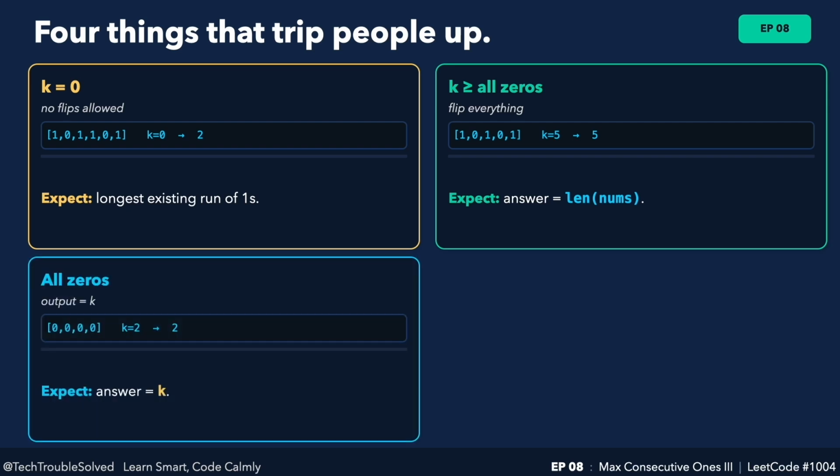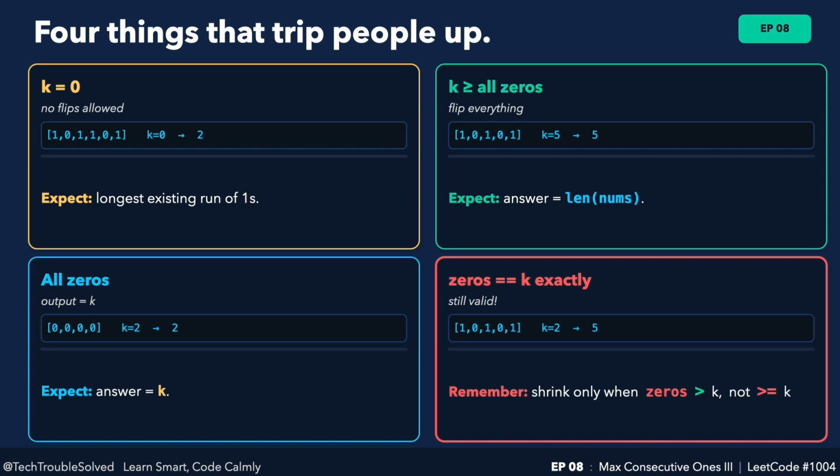All zeros. The window stabilizes at exactly K. The shrink keeps pace with the expansion. The answer is K. This one is the interview trap. Zeros equals K. Valid. You don't shrink. You shrink only when zeros is strictly greater than K. Remember, strictly greater than K.